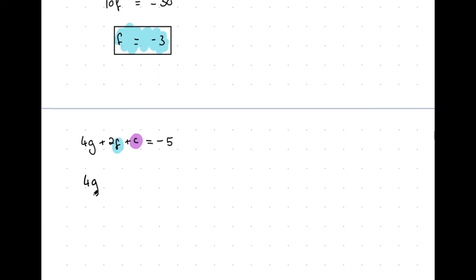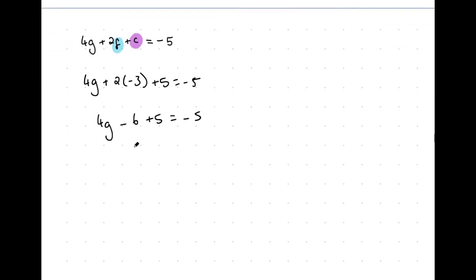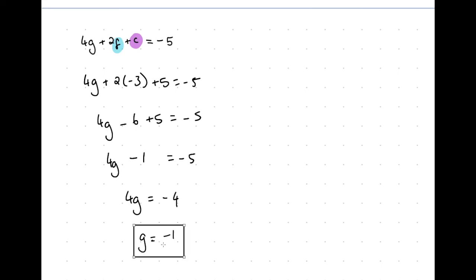So we have 4g plus 2f, which is going to be 2 by minus 3, plus 5 is equal to minus 5. 4g plus 2 by minus 3 is minus 6, plus 5 is equal to minus 5. And then we have 4g minus 1 is equal to minus 5. Add 1 to both sides and we get 4g is equal to minus 4. And we've g is equal to minus 1 then. So now we have g, f and c, and we should know that these are significant letters in terms of the circle.